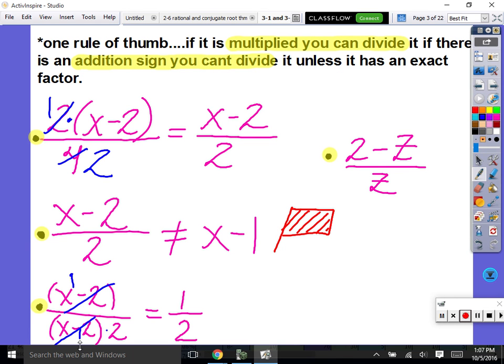So with something like this, 2 minus z over z. People say, oh, z's can divide out. Wasn't z connected with a minus 2? So you could not divide those out because they're not being multiplied. Does everybody understand? Okay, awesome.